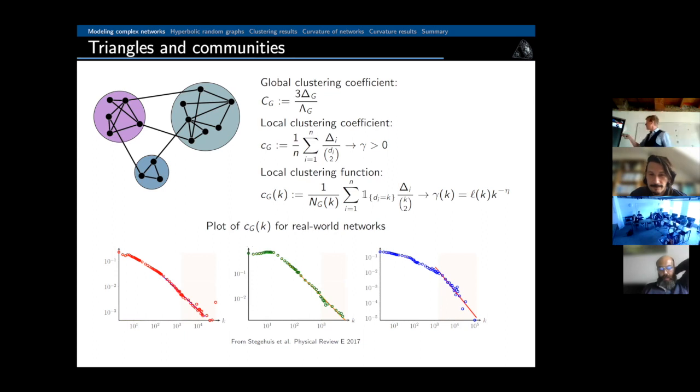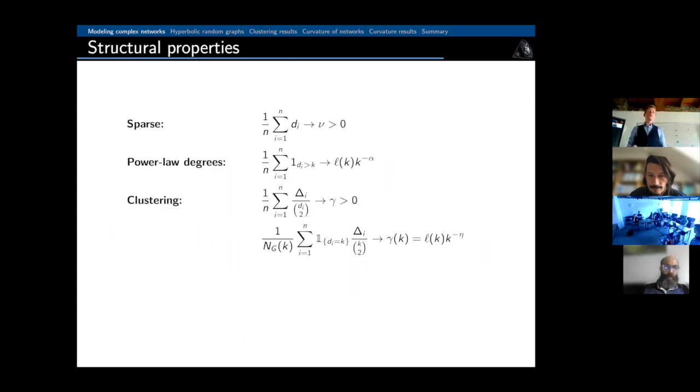So this is in general an assumption we're making, that this function should converge to some regularly varying function. Okay, so just very quickly, these are the structural properties that we see in many networks. So this is the question. This is the challenge.